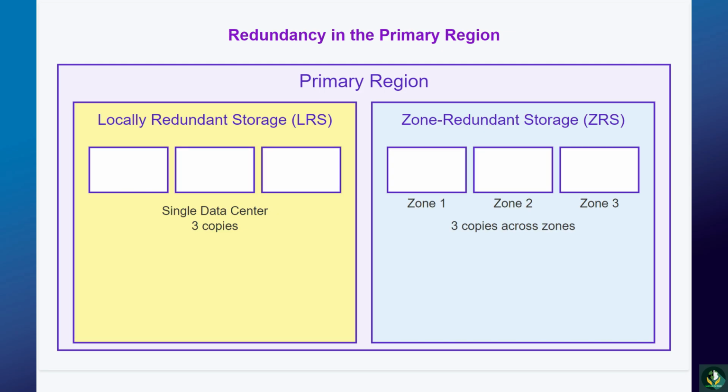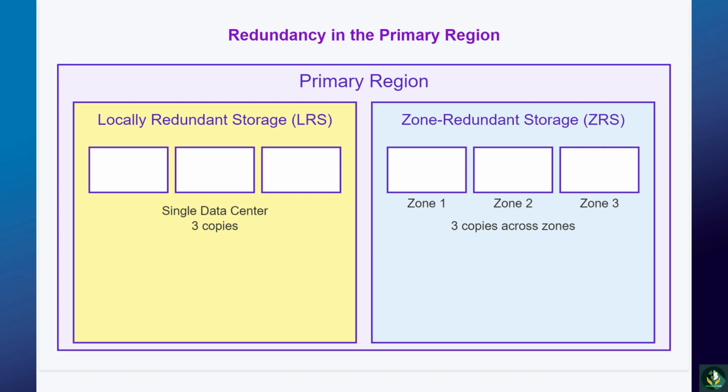Both options ensure that your data is replicated 3 times, but they differ in how those copies are distributed. One, LRS concentrates all copies in one location, offering lower latency but less protection against larger-scale events. 2, ZRS distributes copies across multiple zones, providing better protection against localized disasters at the cost of potentially slightly higher latency. The choice between LRS and ZRS depends on your specific needs for data availability, durability, and cost considerations.